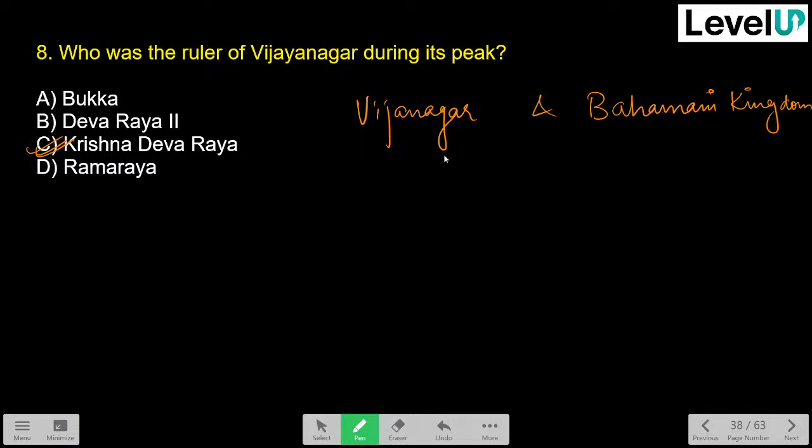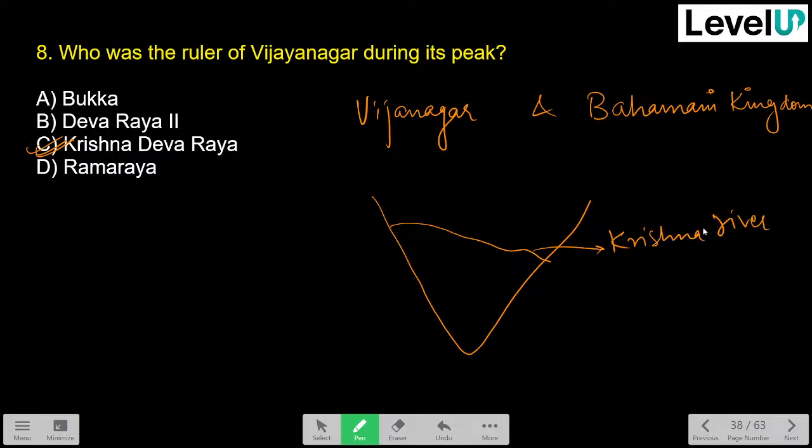Okay. So it was like that, Vijayanagar Empire and Bahmani kingdom. Suppose this is southern India. Suppose this is the Krishna river. There was a river known as Tungabhadra, which is a tributary of the Krishna river. This Tungabhadra used to be their boundary, and they used to fight for this Tungabhadra basin, because at that moment agriculture was the most important source of income.